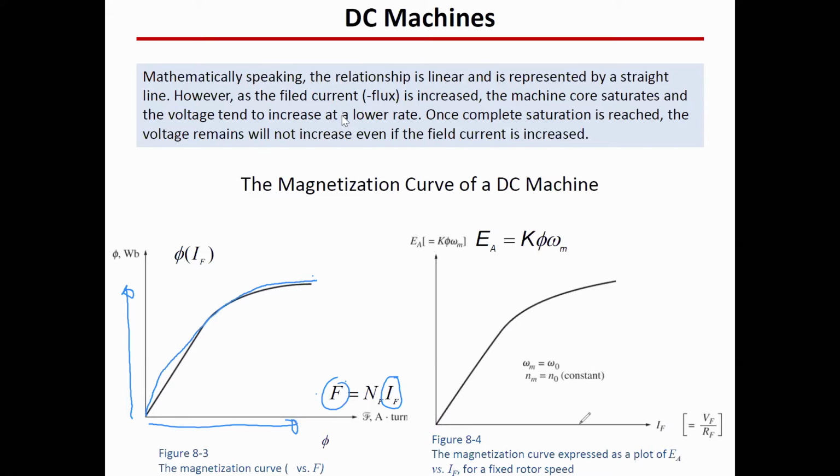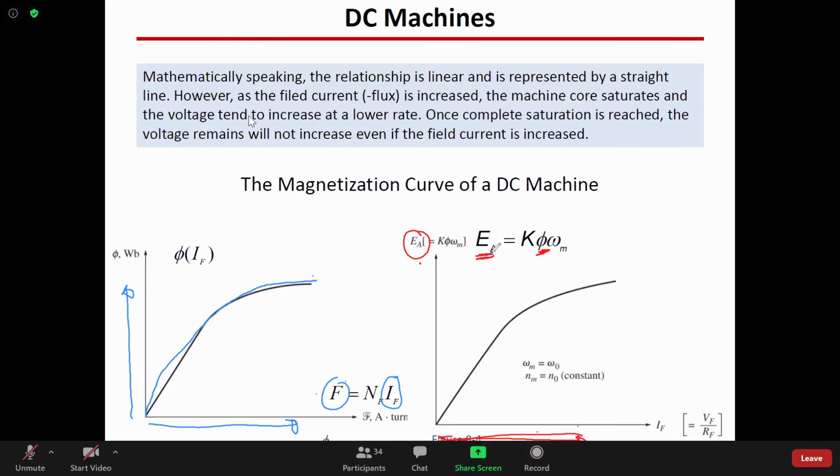IF also has an impact in the generator case with the generated armature voltage. Meaning, in the generator, if you keep increasing IF, what will happen? Well, you are generating more magnetic field. More magnetic field means more voltage generated. Is it a linear relation? No. If you keep increasing IF, you are generating more flux, you are generating more voltage.